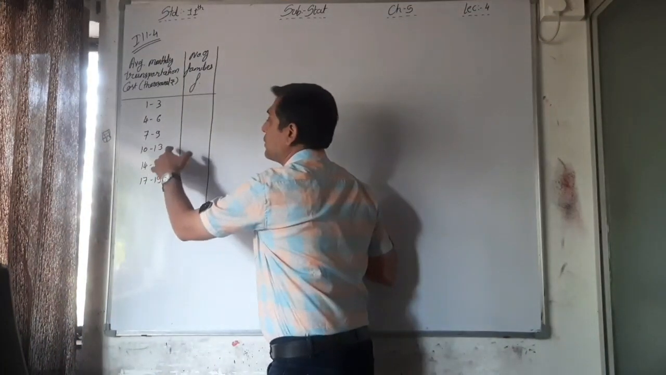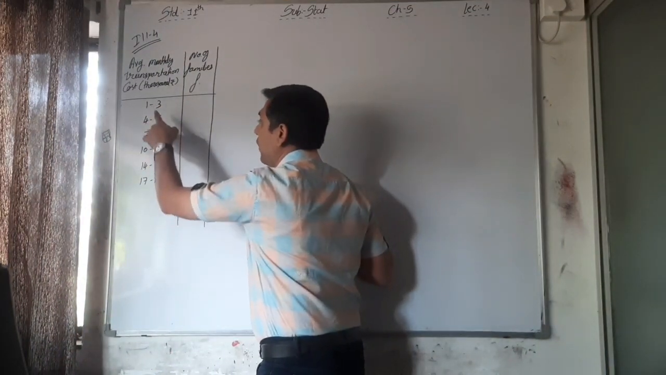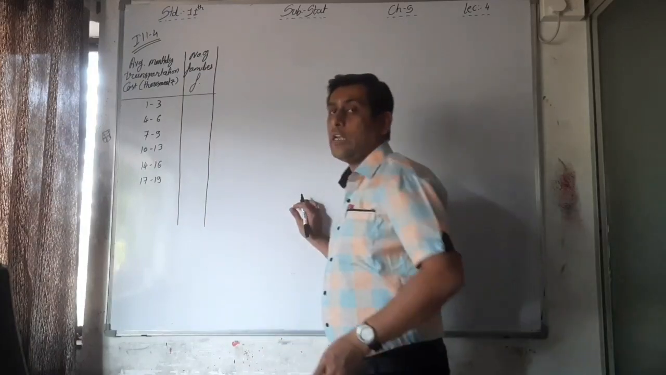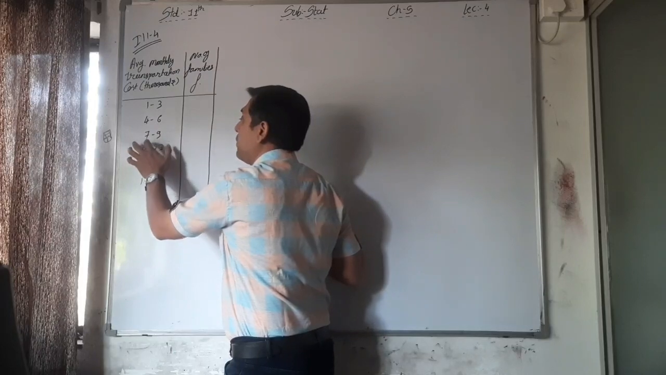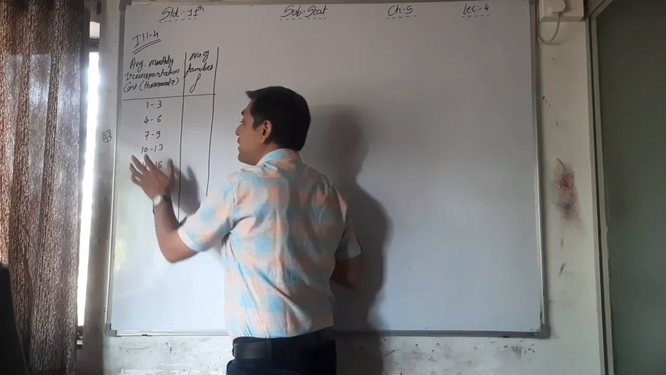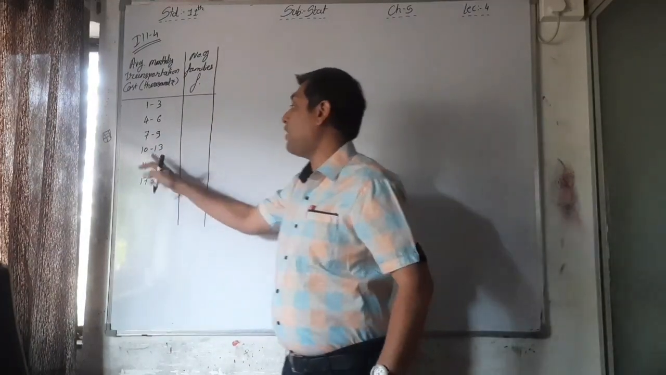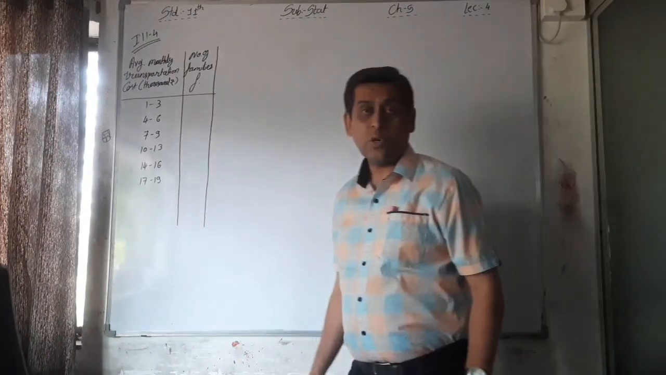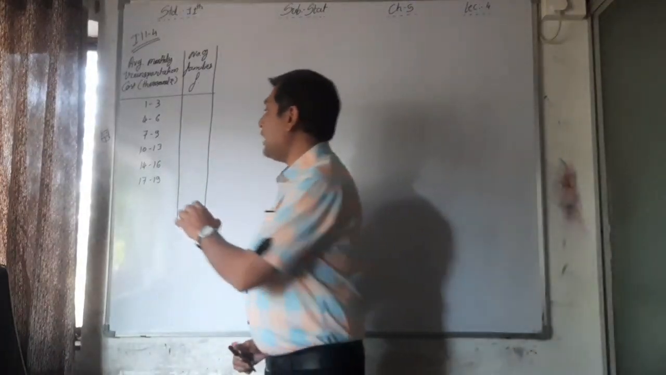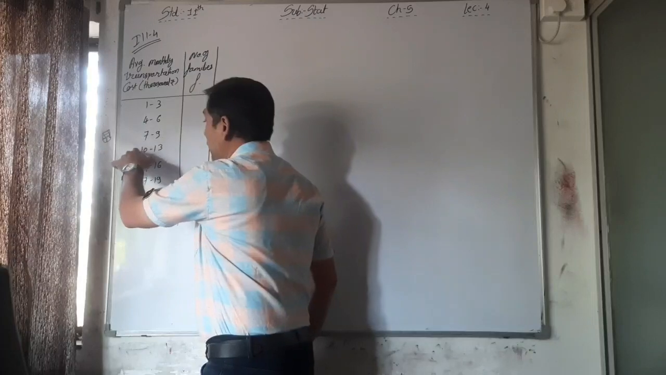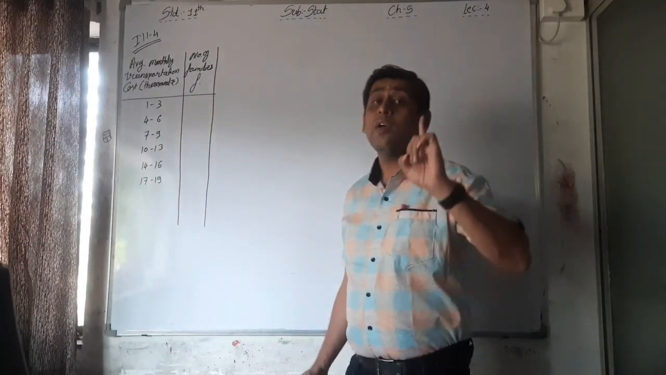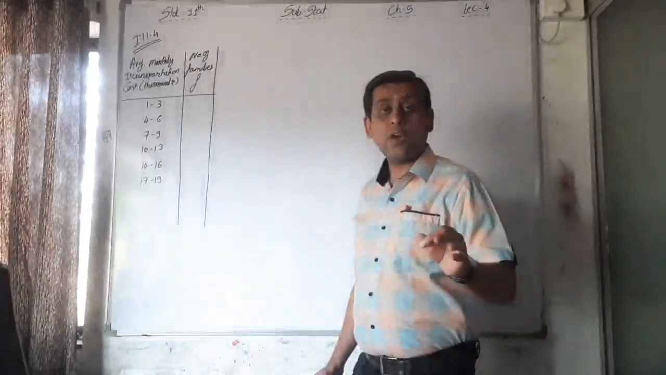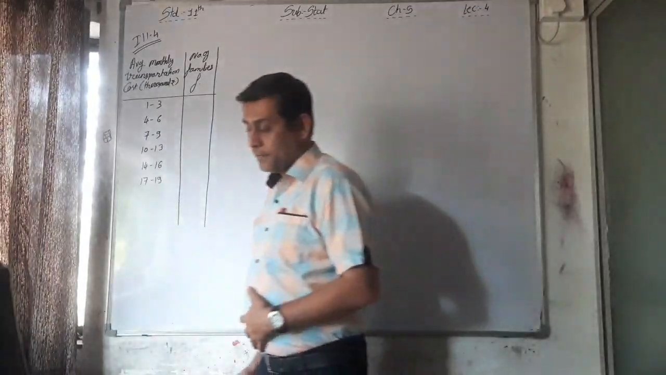Only in this case the difference is 4. Otherwise the difference is, you can say, 3. Okay. 4 minus 1, 3. 7 minus 4, 3. 10 minus 7, 3. 14 minus 10, 4. And 17 minus 14, that is 3. So here, only in this case, the interval, or you can say class length, is not equal. That's why we can say here mode is ill-defined.